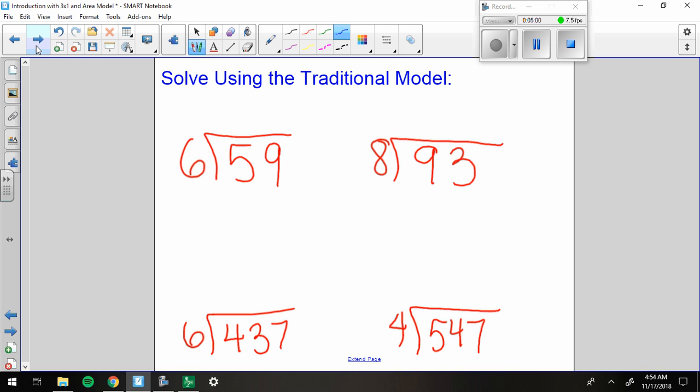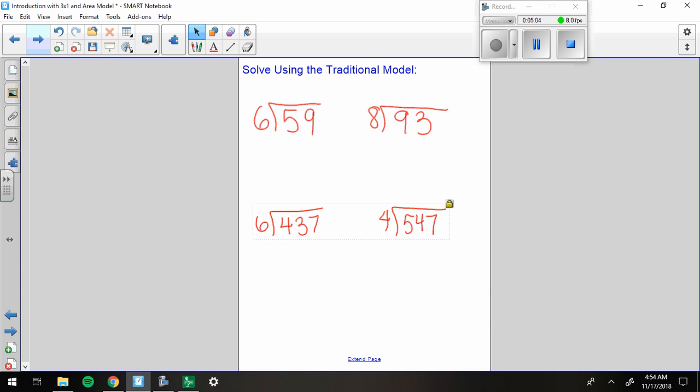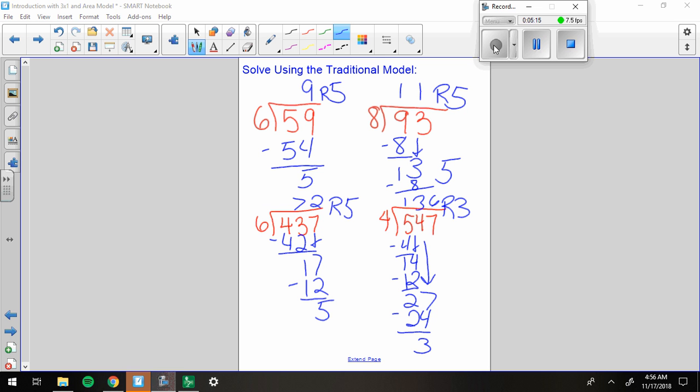I want you to do these 4 problems using the traditional method. Let me extend my page a little bit more. Beautiful. Do these 4 problems using the traditional method. See if you can solve them, all right? Pause that video. 3, 2, 1, pause.